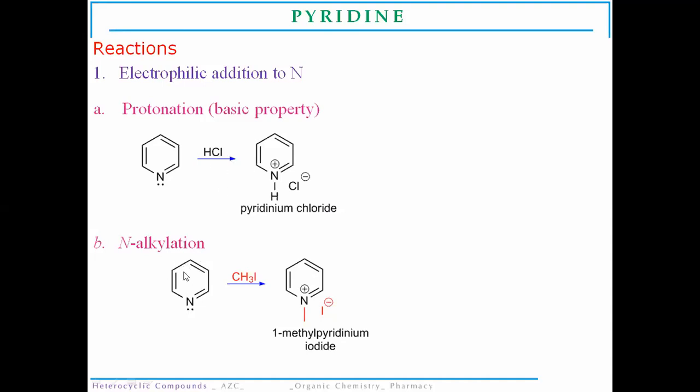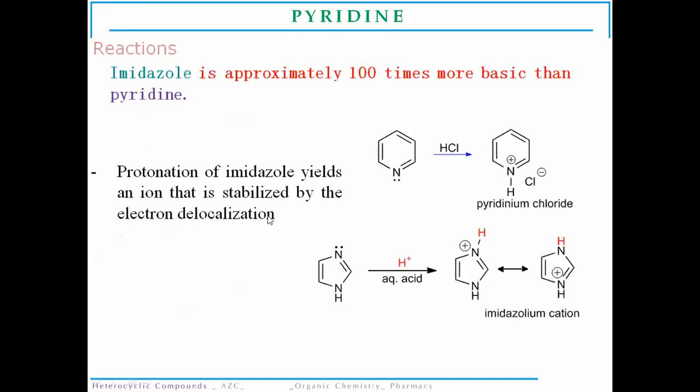Now, reaction towards the nitrogen atom, alkylation. As it has a pair of electrons to share with another reagent, it is easily alkylated in the presence of an alkyl halide to form 1-methyl pyridinium iodide. Now, imidazole is approximately 100 times more basic than pyridine.